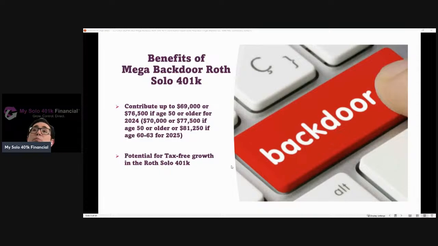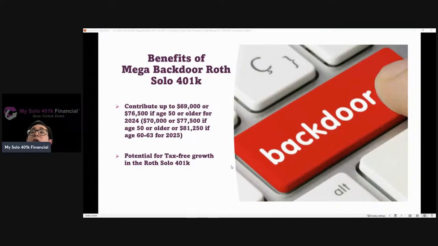So let's start broadly, and then we'll get deeper and go through specific examples. So mega backdoor Roth solo 401k. What are the benefits of a mega backdoor Roth solo 401k? Well, it's the ability to make contributions where you'll have a large contribution amount, relatively speaking, end up in a Roth account where you have that potential for tax-free growth. So as you can see, this is much higher than the Roth IRA contribution limits.